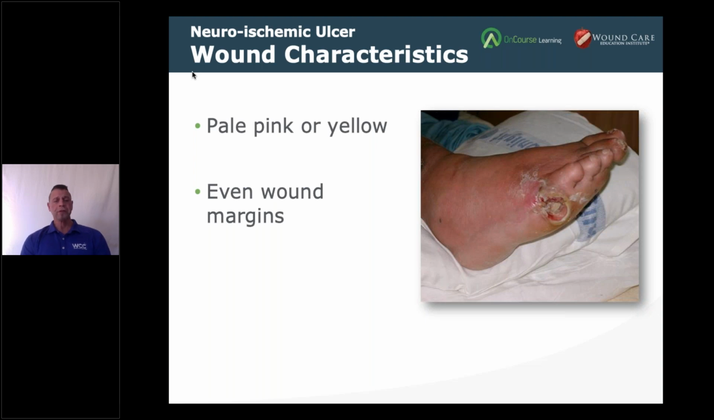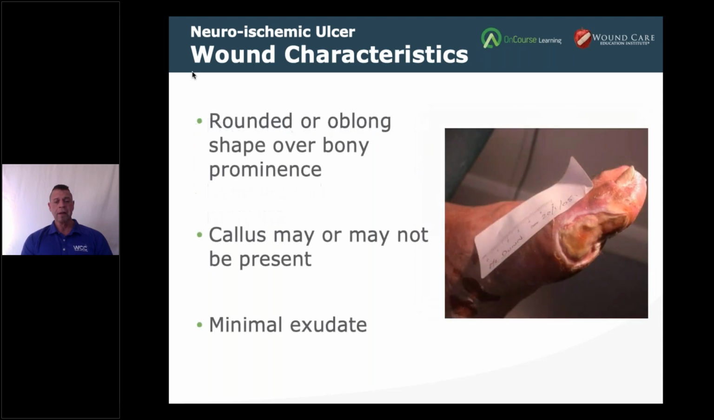The wounds will typically present with a pale pink or yellow necrotic look to them. And again, because of the ischemic issues, we're not going to have that nice beefy red look to our tissue like we did with strictly neuropathic wounds. The wound margins will still remain even, usually round or oblong, and they can be over a bony prominence, but they don't necessarily always have to be. That's why callus may or may not always be present either, because it may not be on a surface that is necessarily subjected to these repetitive high plantar pressures.